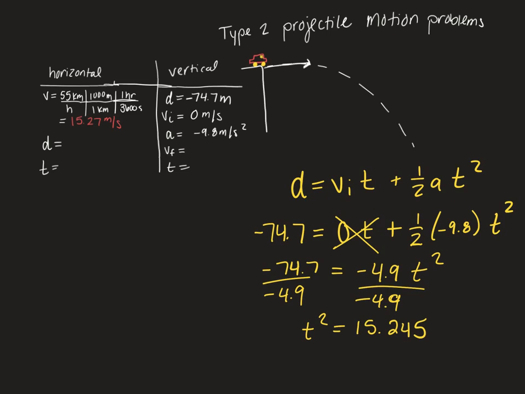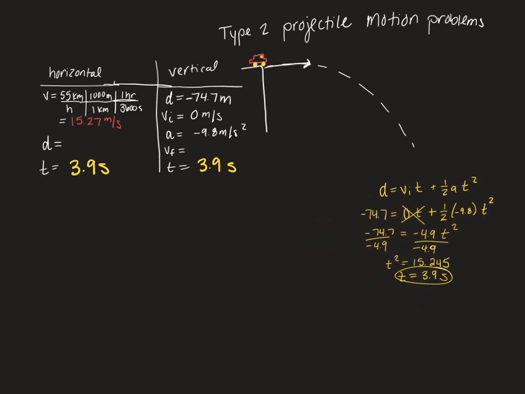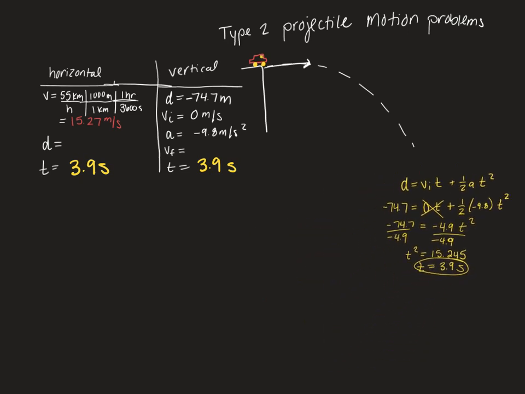Yep, so you should get 3.9 seconds for time. And remember, that works for your vertical, and time is always the same in both directions. All right, so now that we found time, we need to find the range, which is our horizontal distance. So what equation do we use to do that?